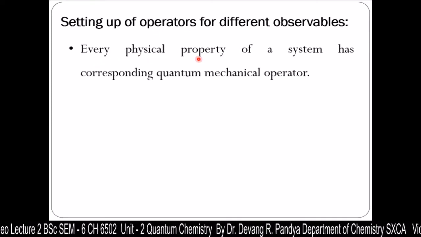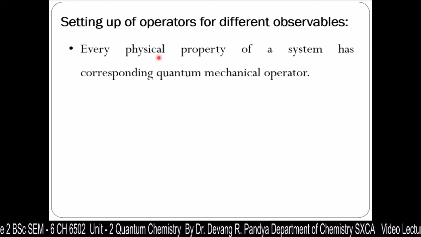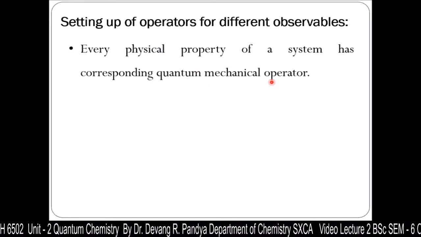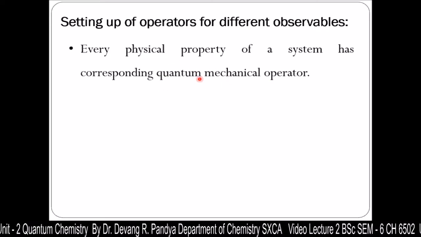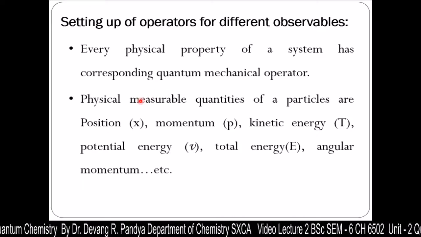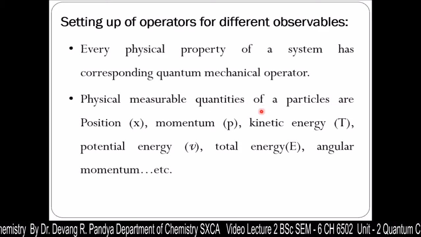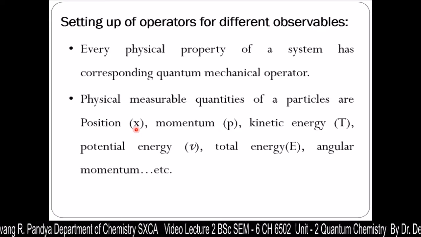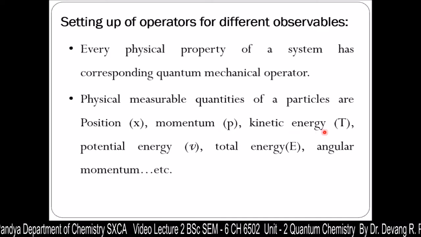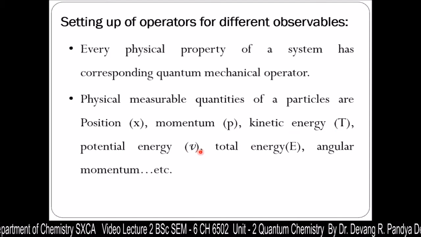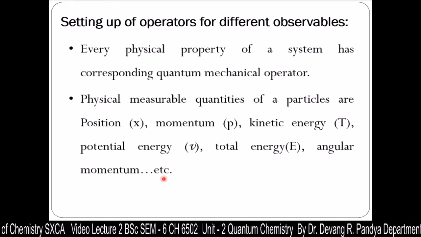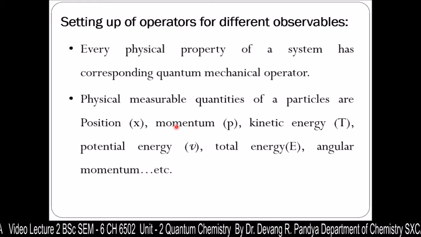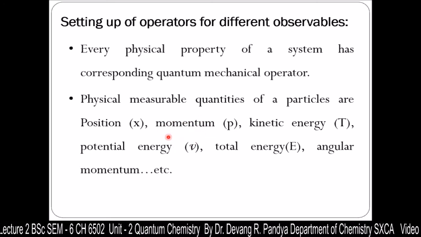So every physical property, as I have narrated earlier, like position, momentum, kinetic energy, etc., of a system has a corresponding quantum mechanical operator. Every physical property has a specific quantum mechanical operator. The physical measurable quantities of a particle, as already mentioned, are position, which is represented by x, y or z depending on the coordinates; momentum, represented as p; kinetic energy, symbolized as T; potential energy V, and total energy E. Angular momentum as well. These are called physical quantities, different observables, properties, etc.